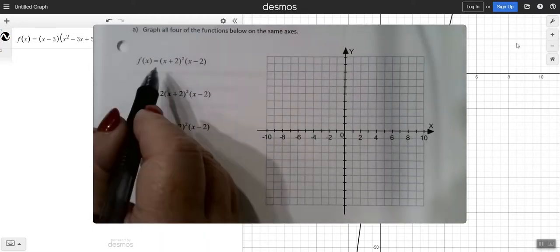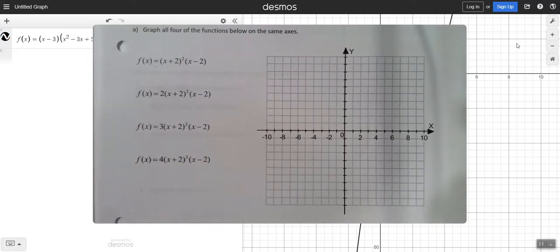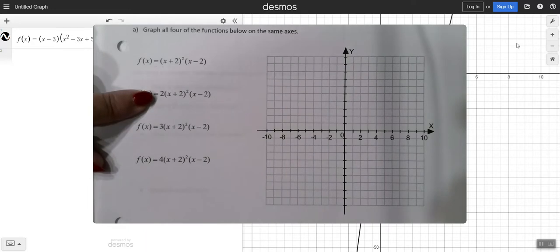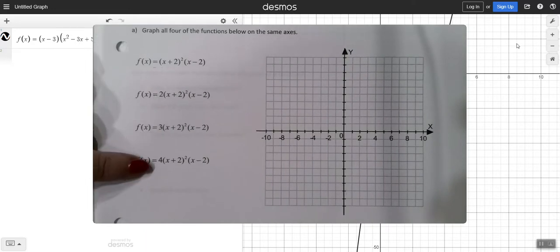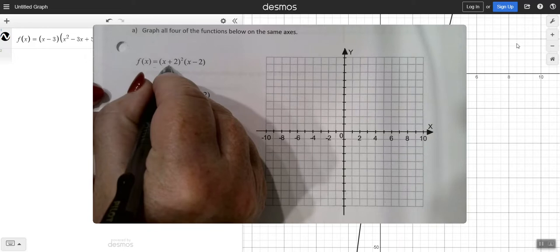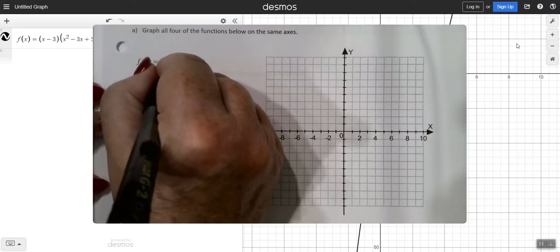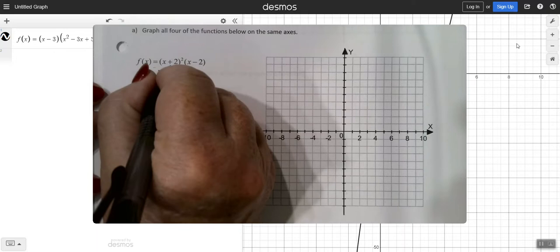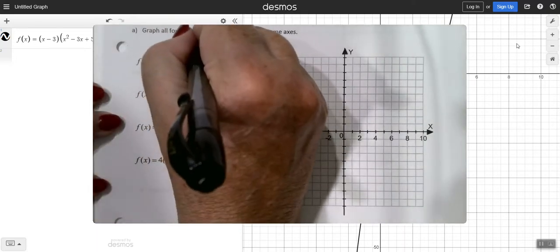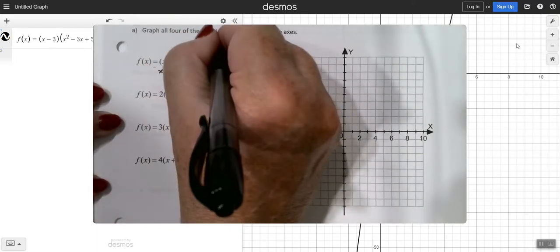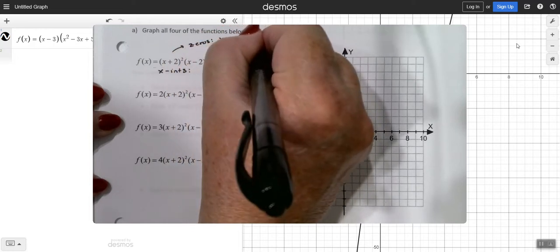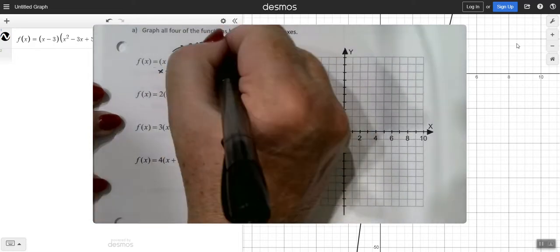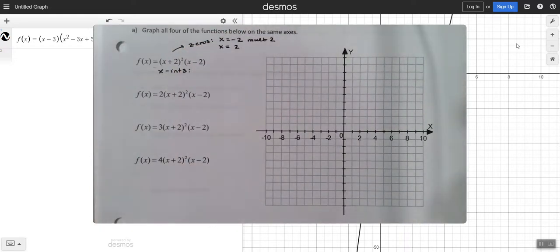Notice we're going to go ahead and graph this function, x plus 2 squared times x minus 2. And then we're going to graph that same function with the multiplier of 2, 3, and 4. And we're going to do it all on the same axes. But I'd like to start by just mentioning what my x-intercepts would be. I'd have a 0 at x equal negative 2 of multiplicity 2, and another 0 at x equal positive 2.